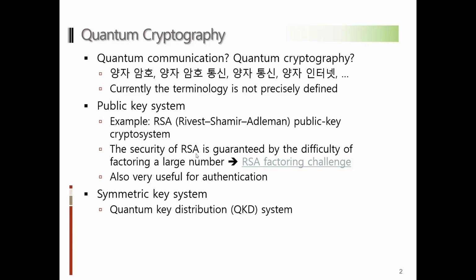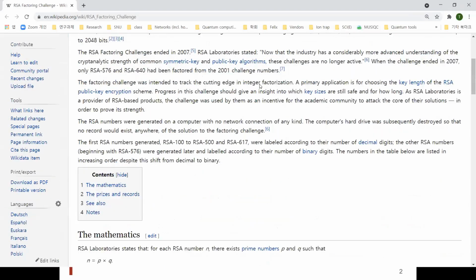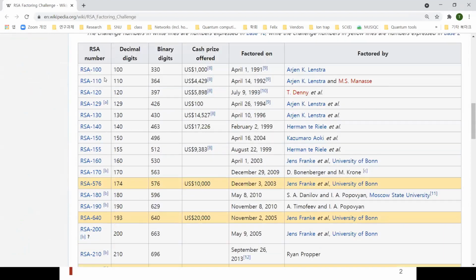And to prove that, this is also the name of the company, and this company actually announced a challenge for factoring. In that challenge, as you can see here, in the past, about 30 years ago, it was even difficult to factor some decimal number composed of 100 decimal digits.